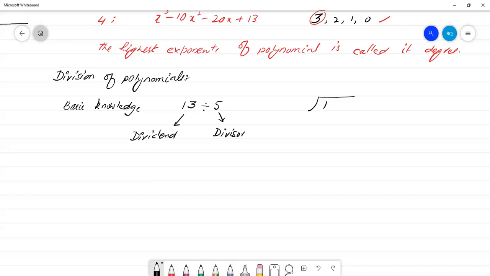So this 13 is divided by 5. You will start from here: how many 5s make 13 or less than 13? You will write over here 5 twos are 10. And then you have to subtract. And how will you subtract? You will change the sign of the second term. So you will get the answer 3. This expression is called the quotient. This expression left at the end of the long division is called the remainder.